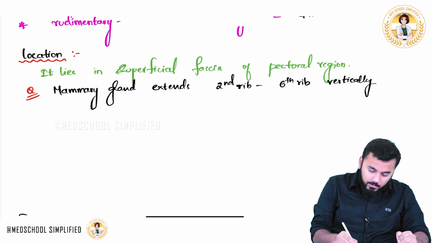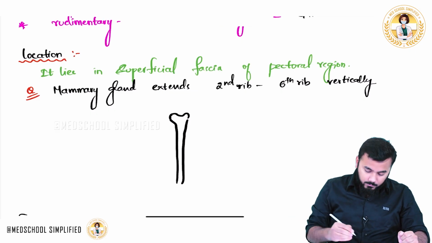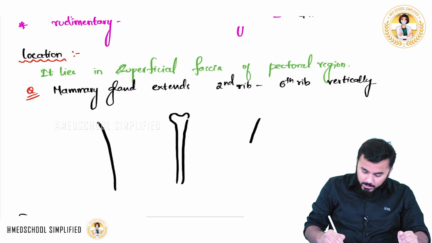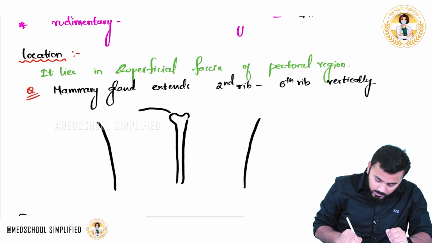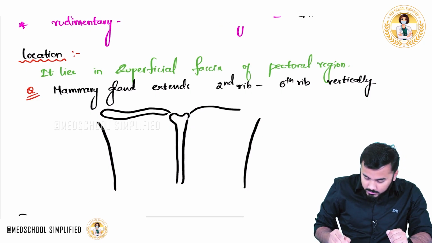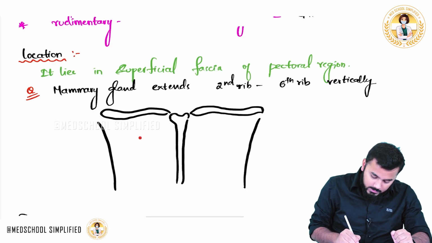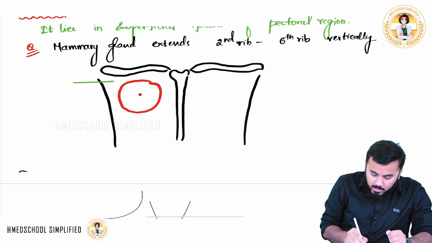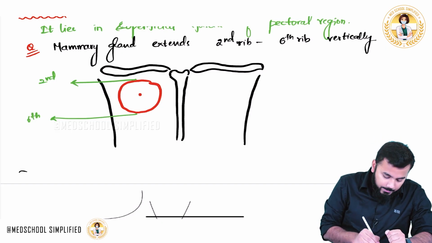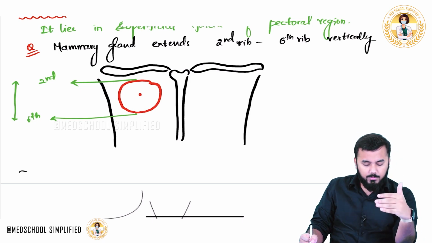Now, if you look at the picture which I'm drawing, this is your sternum, and this is the body. Let us say this is the mid axillary line, and obviously you have your clavicles on both sides. Now, this is the exact place where the breast is located. If you look at the topography, the breast lies vertically all the way from the second rib till the sixth rib.